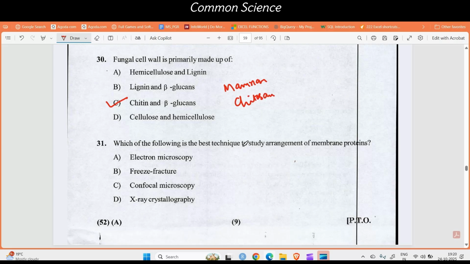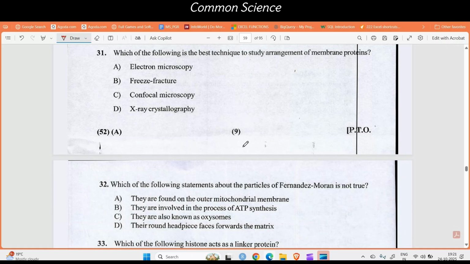Okay. So question number 31 says, which of the following is the best technique to study the arrangement of membrane proteins? So the right answer is the freeze fracture technique, where everything is frozen and then you fracture the plasma membrane and study the proteins.